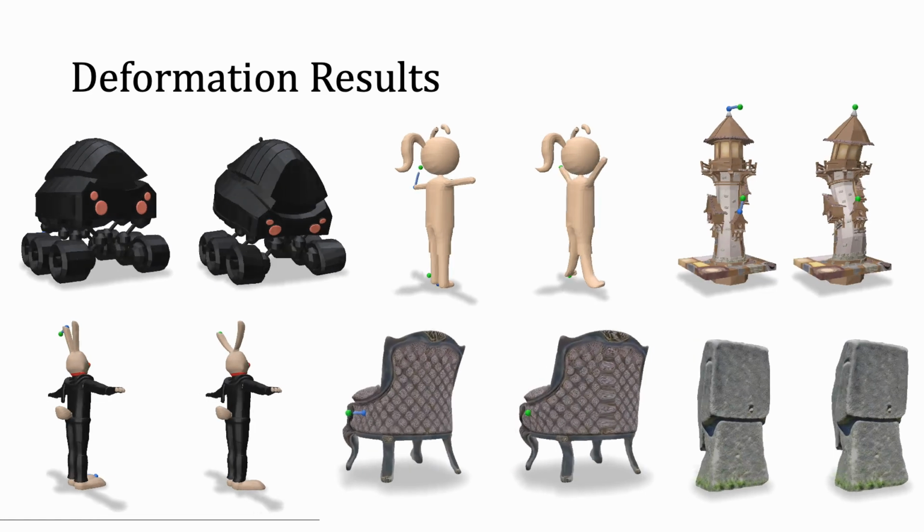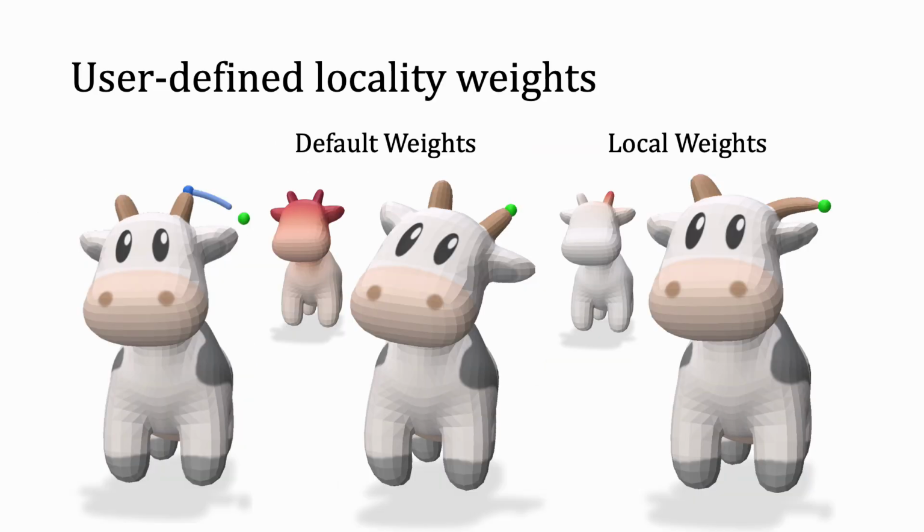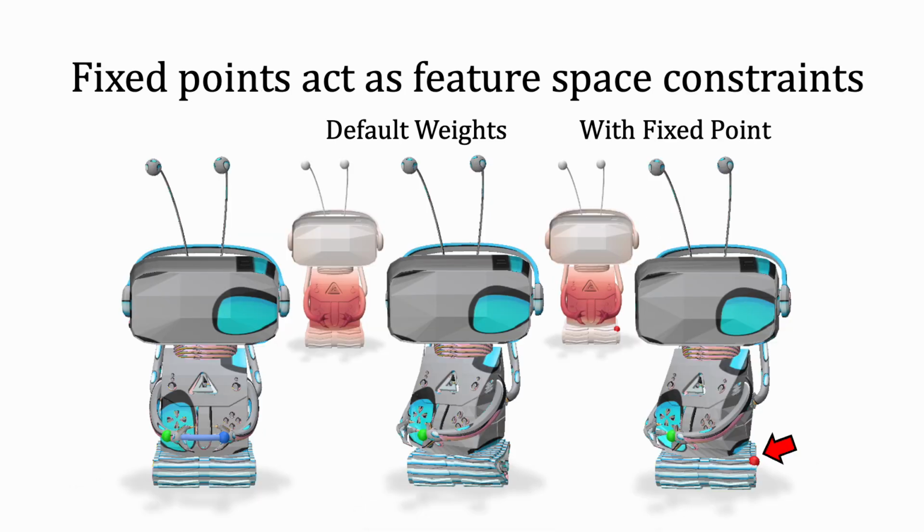Let's see some results. DFD weights allow for both complex affine transformations as well as single-handle feature stretching. DFD weights can also be made to have more or less local influence using our geodesics-based locality weighting scheme. We also offer a feature-based analogy to the fixed point constraints from classical methods, where our fixed points correspond to constraints of the feature space itself. Specifically, fixed points under our framework will constrain all other points which have similar deep features to those fixed points.